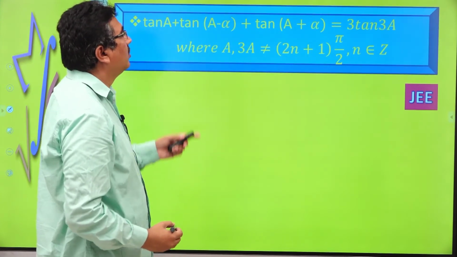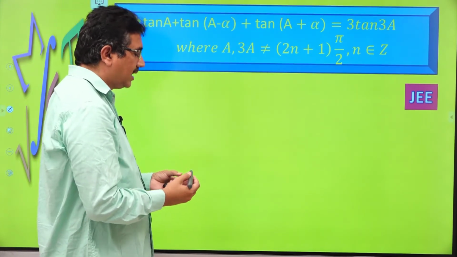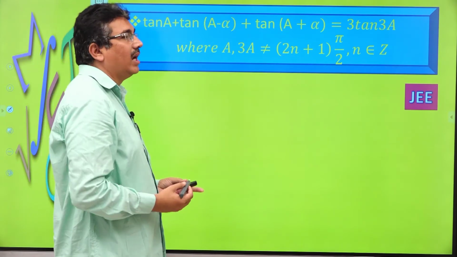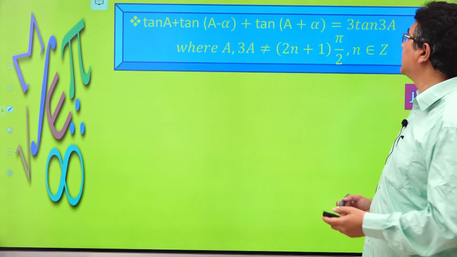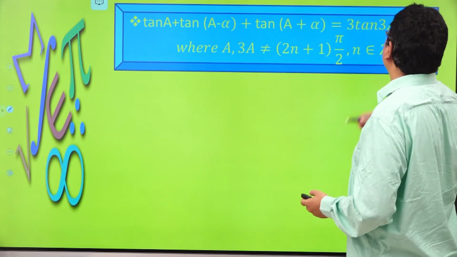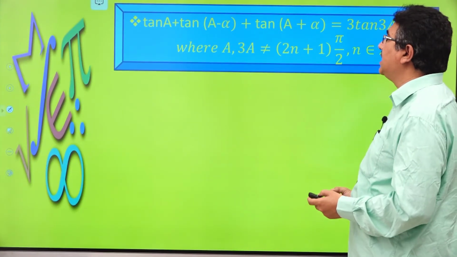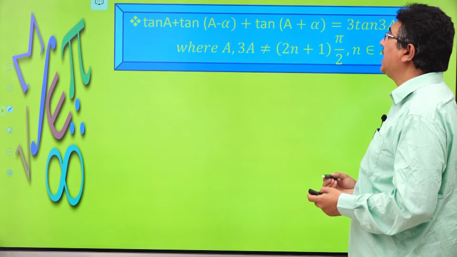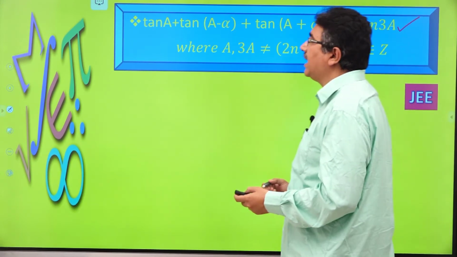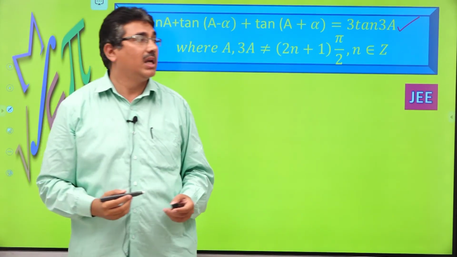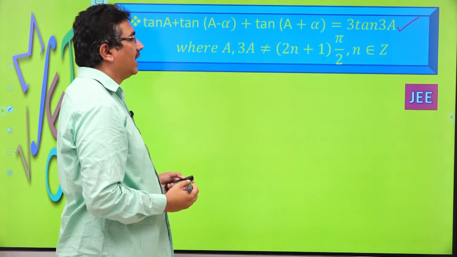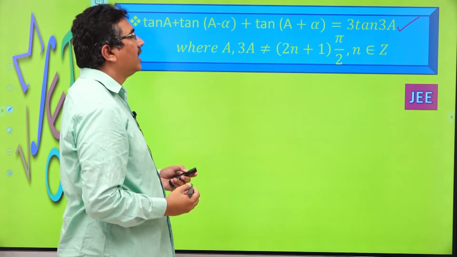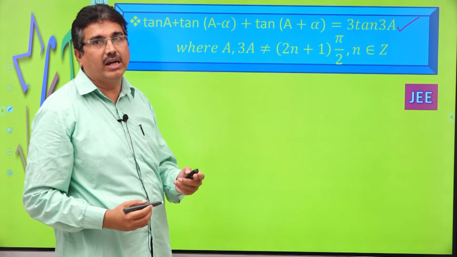Now see another result. Tan A plus tan of A minus alpha plus tan of A plus alpha is equal to 3 tan 3A. Very important result. This holds where A and 3A are not odd multiples of pi by 2.